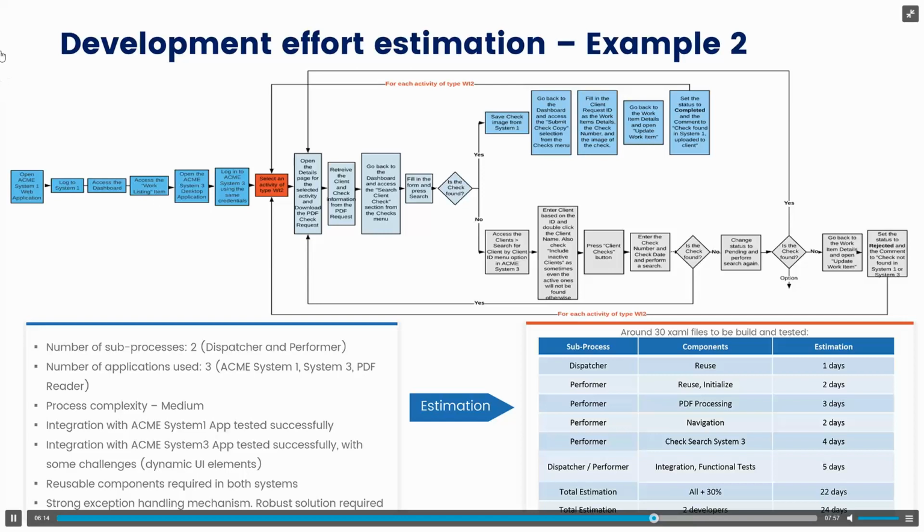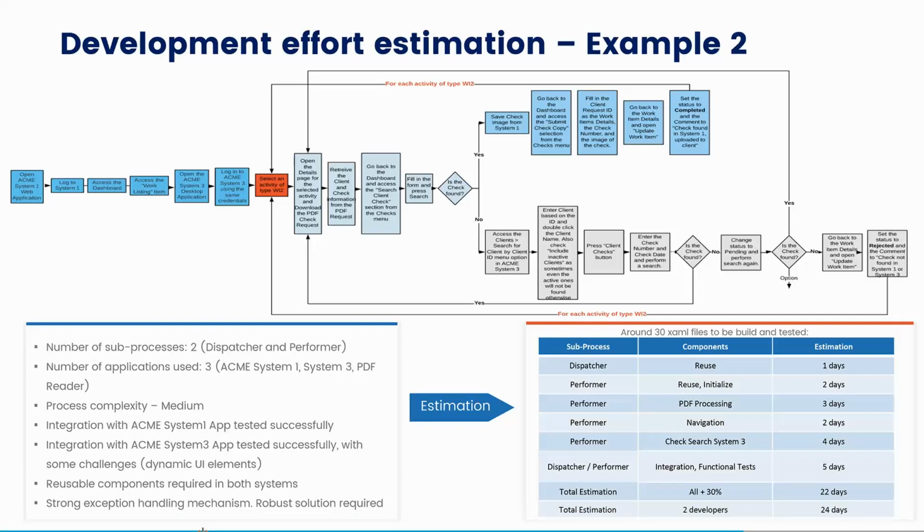Alright, let's get to the estimation. For the dispatcher, we will reuse components, so let's just allocate 1 day. For the performer, for initialization, we will reuse components from System 1, but also create some for System 3. The PDF processing is demanding, and we have a couple of invoice templates that require regular expressions for data extraction. 3 days. Navigation in both systems will require 2 days, while searching for the check in System 3 will need 4 days, due to the identified challenges and overhead for creating reusables.